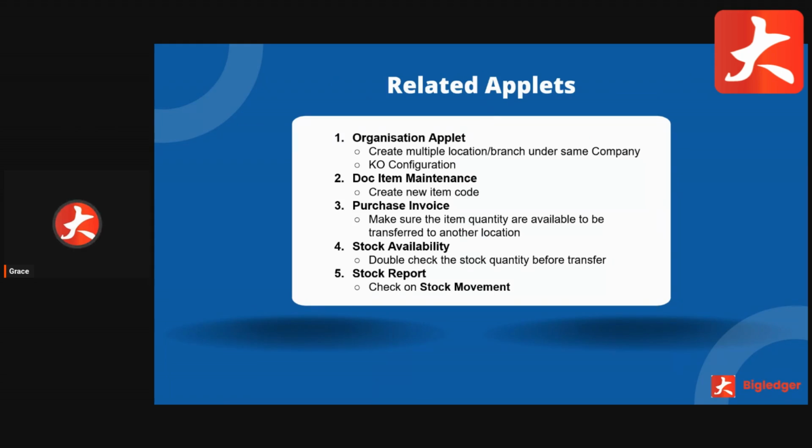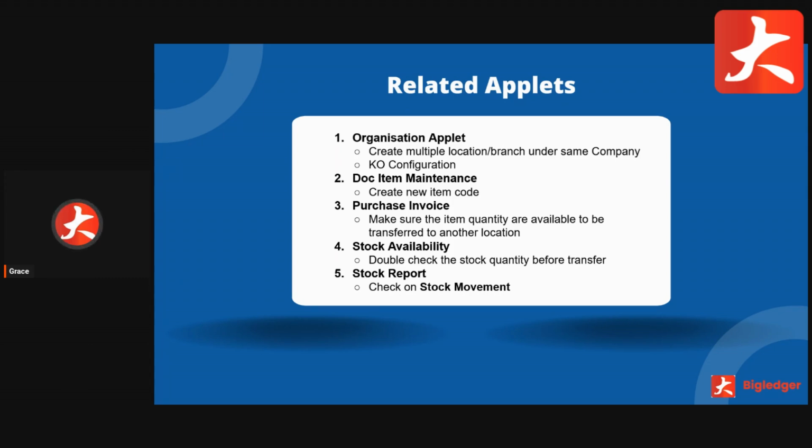Okay, and next, what will be the related applets? The first one will be item maintenance, where you search or create the new item code and everything. And next will be the organization applet. So why do we put the organization applet here? Because you need to make sure that the branch or the location exists, since you're going to transfer from one location to another location.